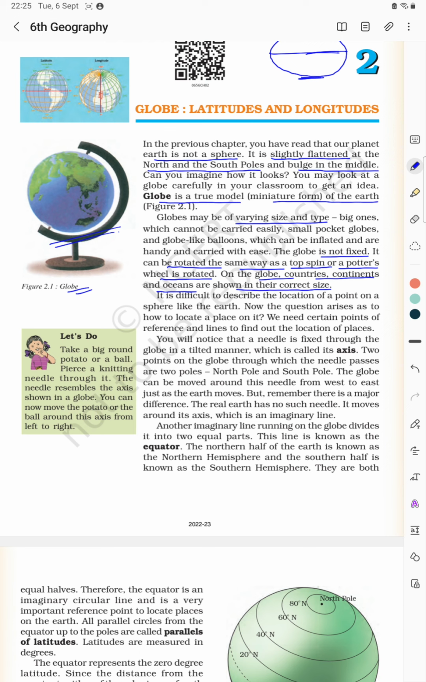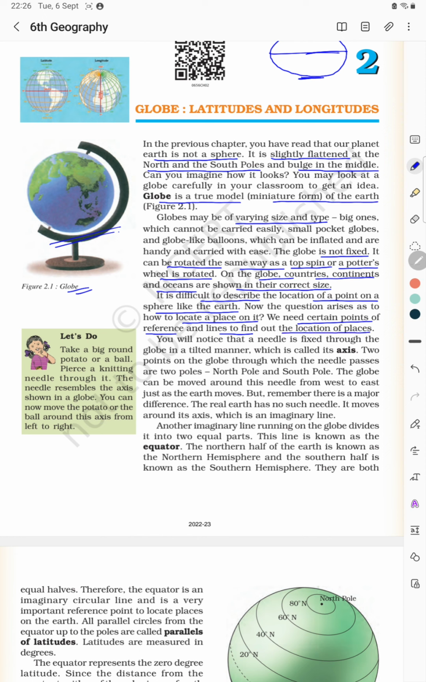It is difficult to describe the location of a point on a sphere like the earth. So we need some reference point about which we can define the position of a place, a city, a country, or any other place. Now the question arises as to how to locate a place on it. As I have told, we need certain points of reference or lines to find out the location of places.